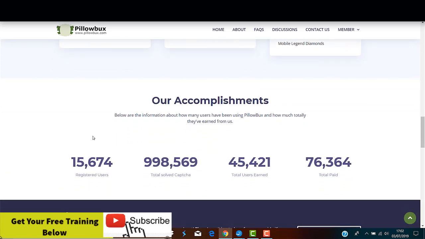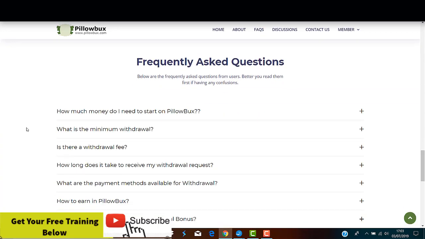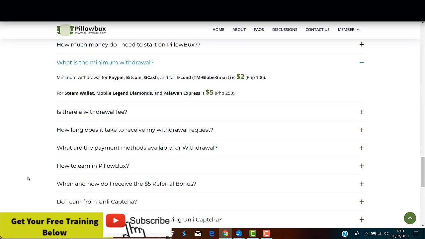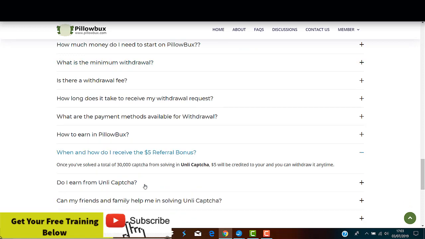As you can see here, according to them, there are over 15,000 registered users, almost 1 million total solved captchas, the total user earned, and the total PETH. I guess this is in dollars. Let me show you something interesting that I found also about this company. As I said before, the minimum withdrawal for PayPal, Bitcoin, Gcash, and eLoad is $2. For Steam Wallet, Mobile Legend Diamonds, and Allwin Express it is $5. There's no withdrawal fee.